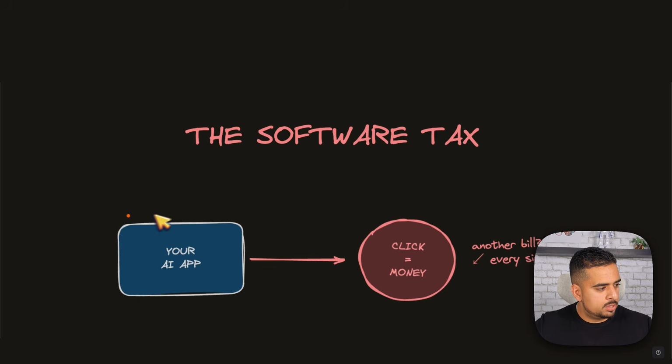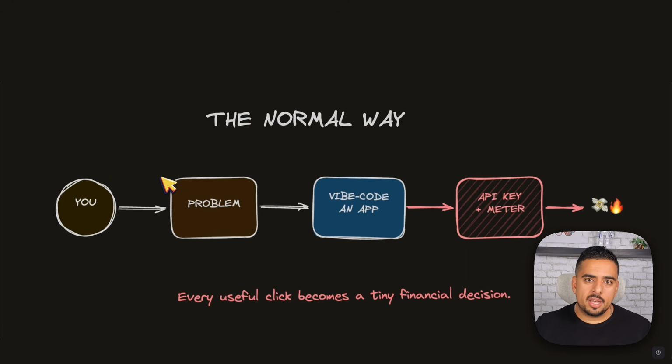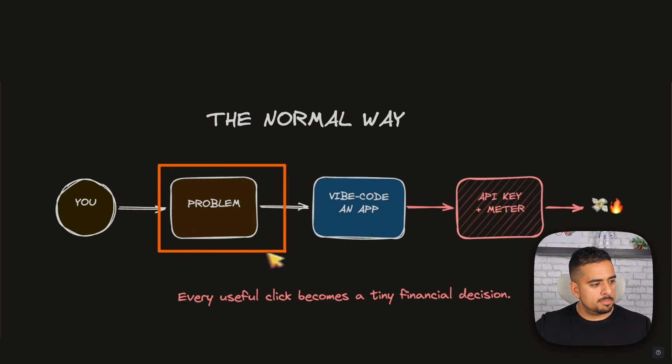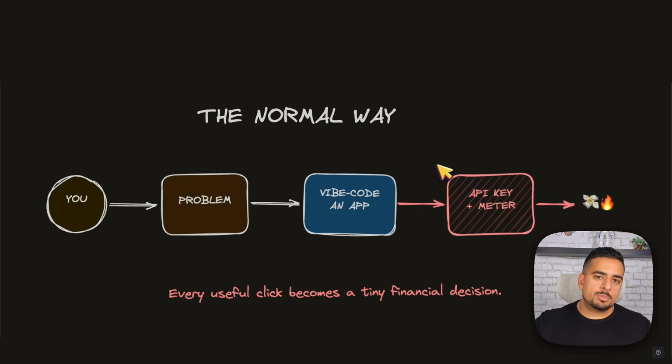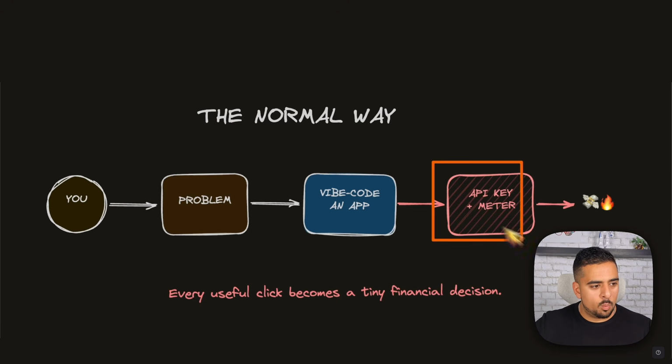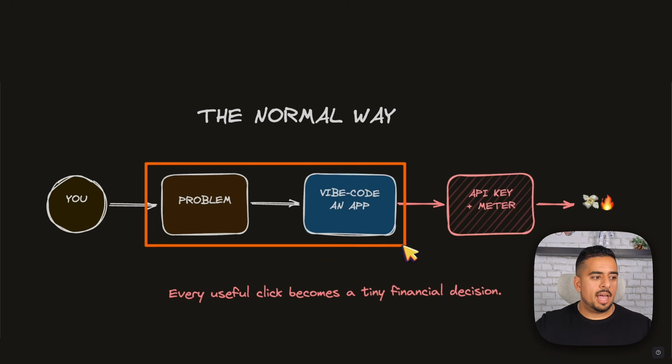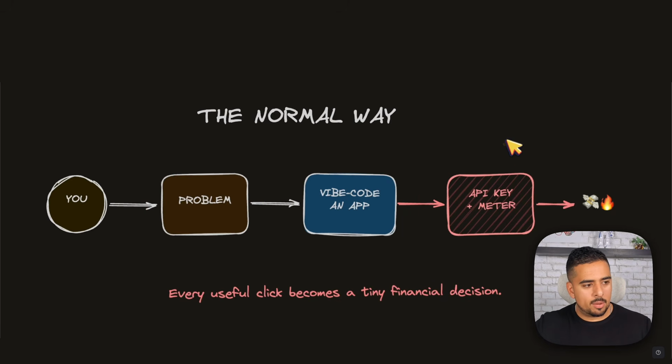Now, theoretically, you typically have your AI app, and then when you click and make it do something, a click equals money. So on a normal day, you might look at all your subscriptions and say, you know what, I don't want to pay for Linear anymore, or Jira. Let's take this in-house. And then you come up with the problem, you come up with the app, and then you have some form of API key and meter. So in terms of the overall process, we're just changing one component. You're still going to have to figure out what the problem you're trying to solve is, how you're going to build it, plan it, and spec it. But we're going to try to swap out this layer here.